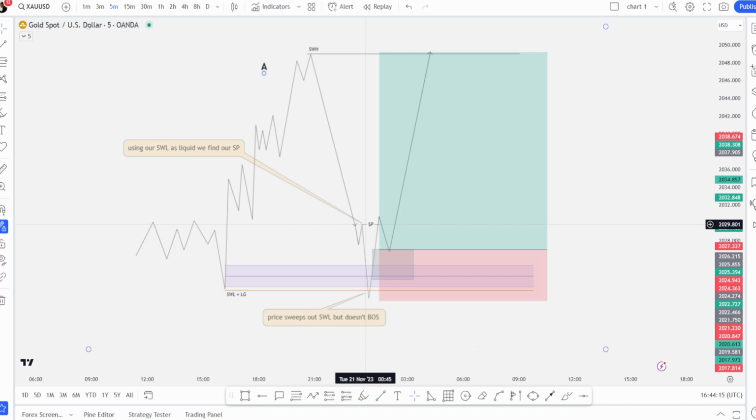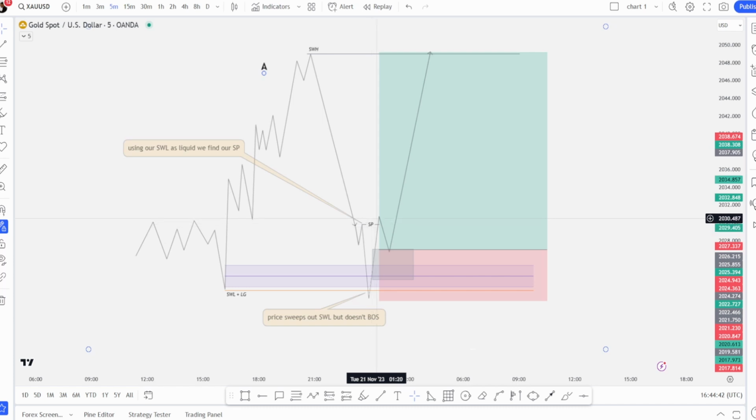We do not need to see X amount of candles close above this point. All we need to see is that price point met. So whether it's met by 1 pip or met by 100 pips, the only time this SP is going to change is if we hit another liquid point. Again, in this scenario, we're not going to be talking about that, but we will go into that in the ranged liquidity lesson that we will be releasing.